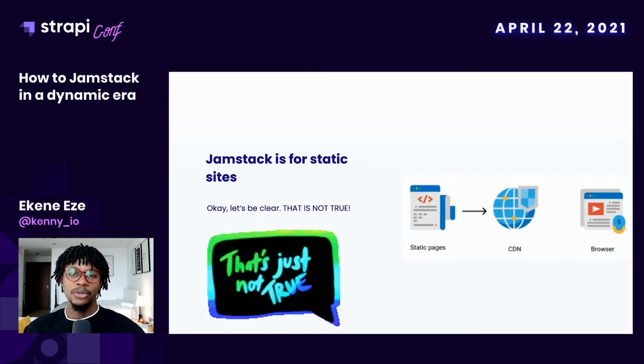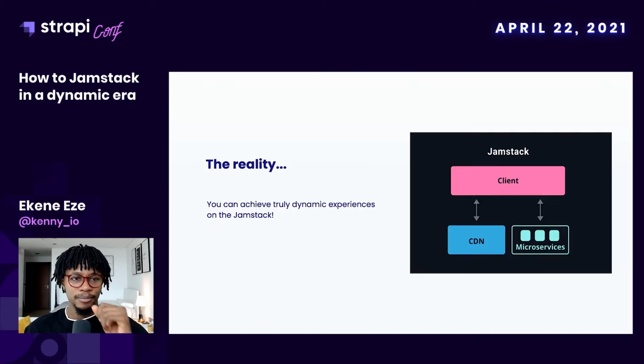But that's not the whole story, right? JAMstack has evolved beyond that, as we'll see in the next slides. The reality is that you can achieve truly dynamic experiences on the JAMstack, right? JAMstack sites are great for creating highly dynamic interactions because they use tools like serverless functions and a variety of third-party services. With serverless functions, for instance, we can perform operations like reaching out to external data sources like Strapi and getting content on demand.